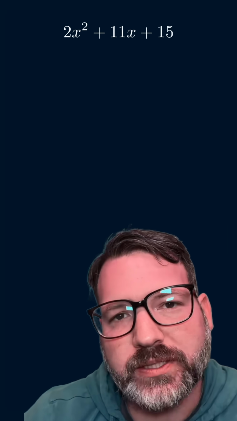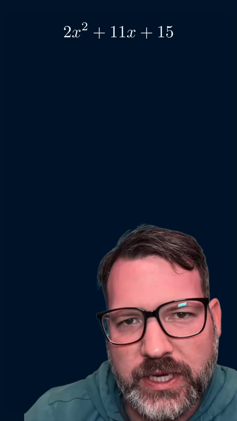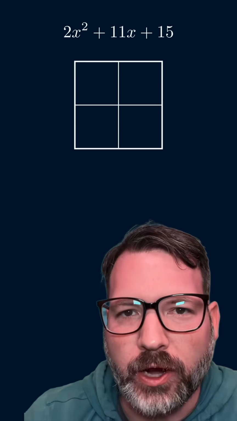Can we use the area model for multiplication to factor polynomials? Yes, we can. The process works like this. Take a trinomial like 2x squared plus 11x plus 15. The first two steps are always the same and always the simplest.